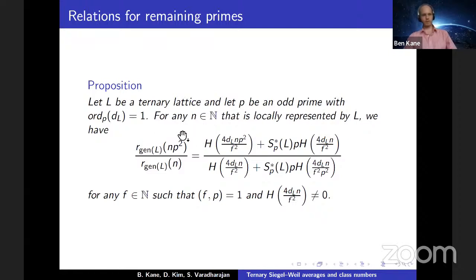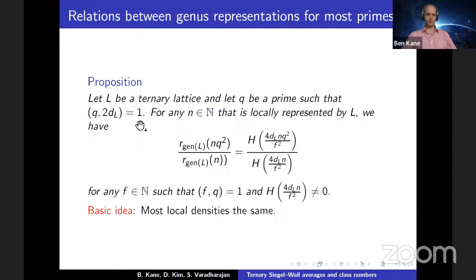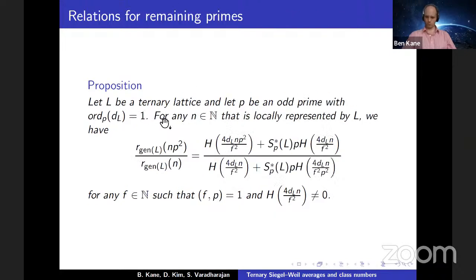And then we do the same thing when we take a prime that divides the discriminant, but to order exactly 1. So if we're taking stable lattices, then either the prime does not divide DL, or it divides it to order 1. So these are the only cases.